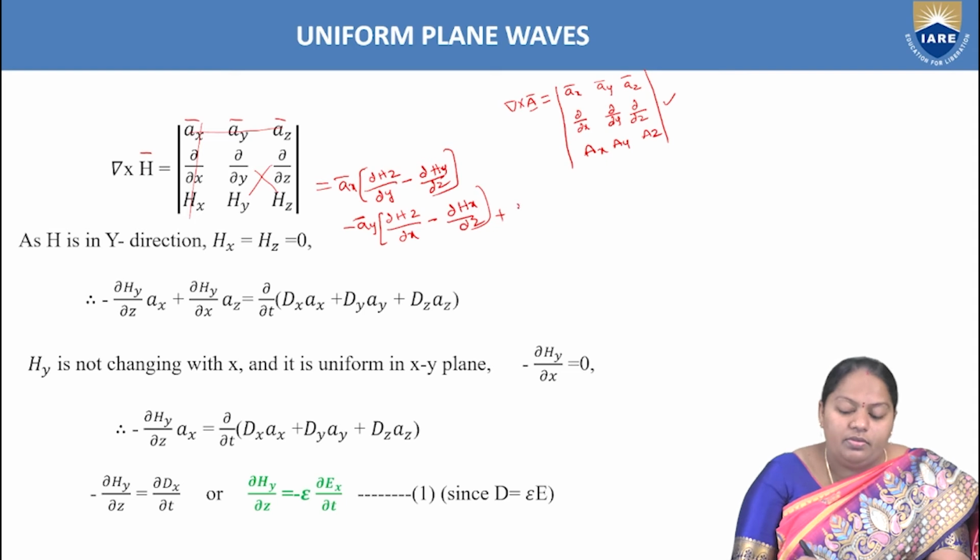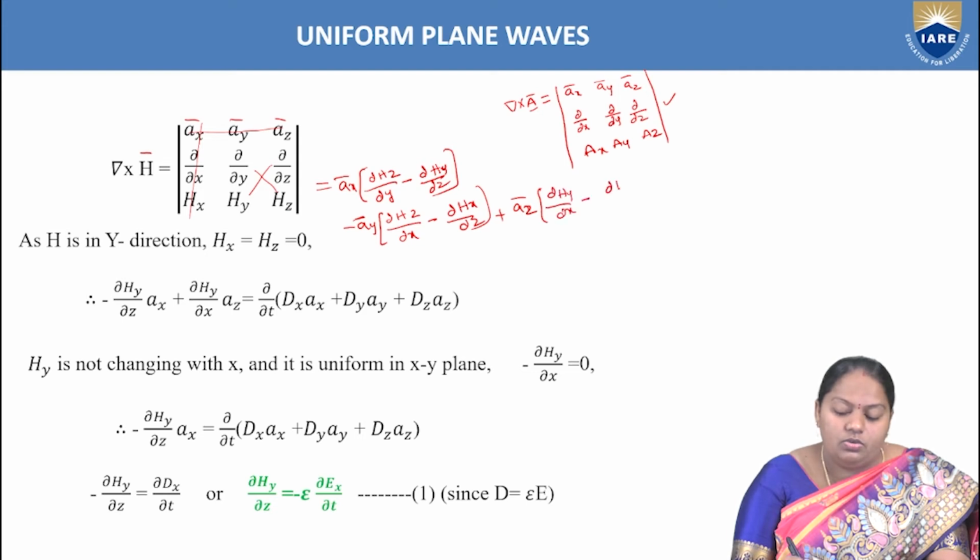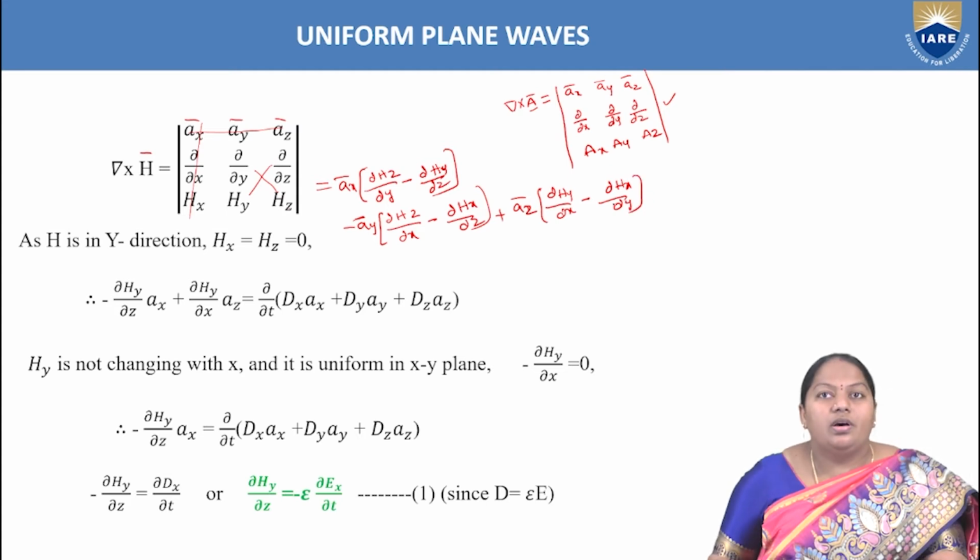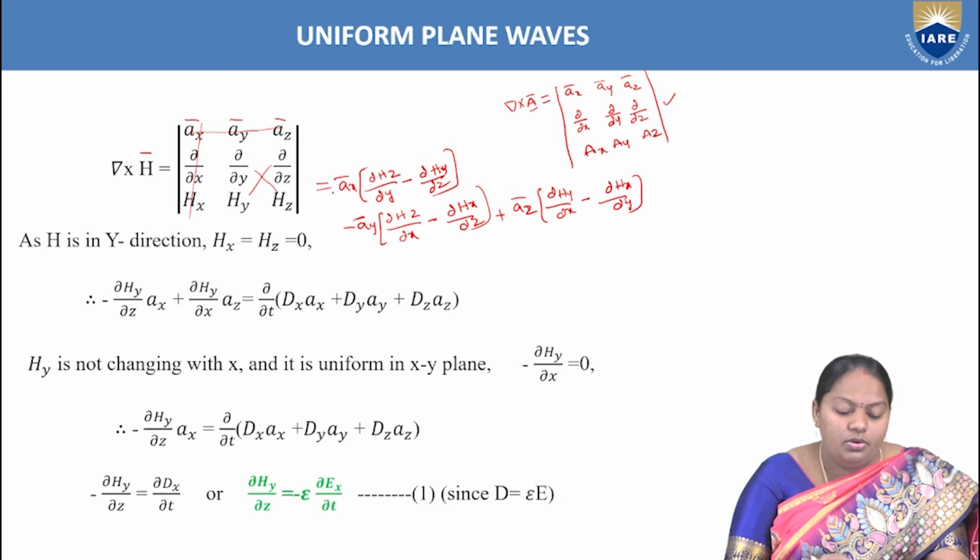the third unit vector az, with the third column, the difference ∂Hy/∂x minus ∂Hx/∂y. Right? So del cross H̄ equals ax into (∂Hz/∂y minus ∂Hy/∂z) minus ay into (∂Hz/∂x minus ∂Hx/∂z) plus az into (∂Hy/∂x minus ∂Hx/∂y).